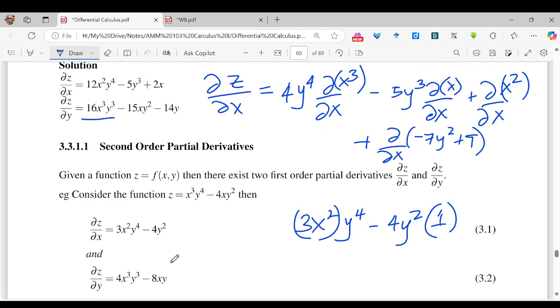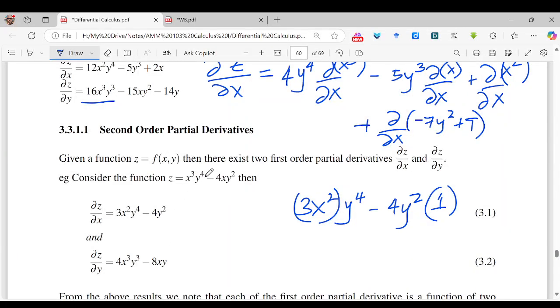Similarly, when we want to differentiate z partially with respect to y, then we assume that x is a constant. So the first term we differentiate y raised to power 4, which will give us 4y cubed. We multiply by x cubed to get 4x cubed y cubed. The second term we differentiate y squared, which will give us 2y, and 2y is multiplied by 4x. This will give us 8xy. The sign is negative here, so we carry the sign. So these are two first order partial derivatives.